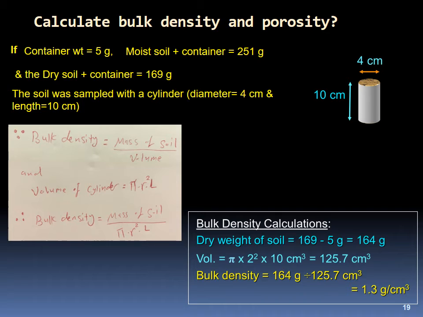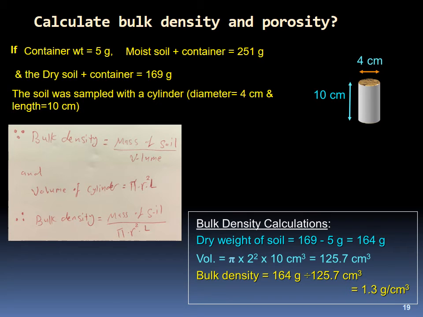To do that, the first step is to go back to the equation. What is bulk density? Bulk density is the mass of soil divided by the volume. In this case, we want to calculate the dry bulk density, so we have to use the mass of the dry soil only. But what is the volume in this case? The volume can be easily determined, because we used a cylinder, and the volume of a cylinder is equal to pi r squared L. Therefore, your bulk density will be the mass of soil divided by pi r squared L.